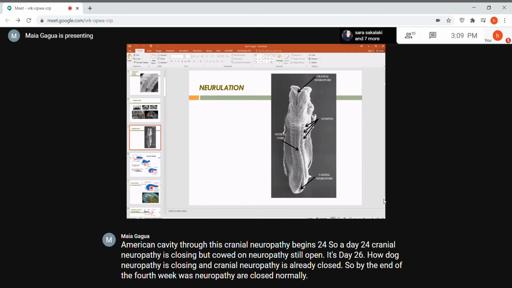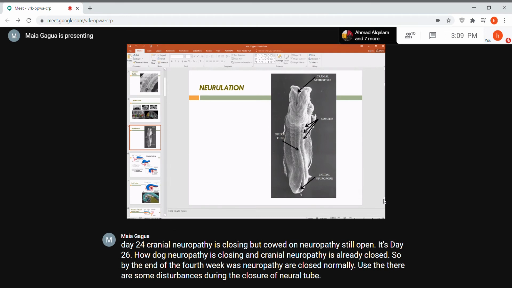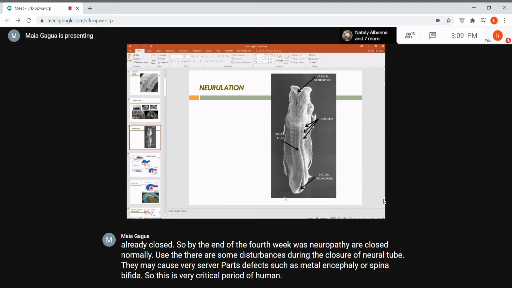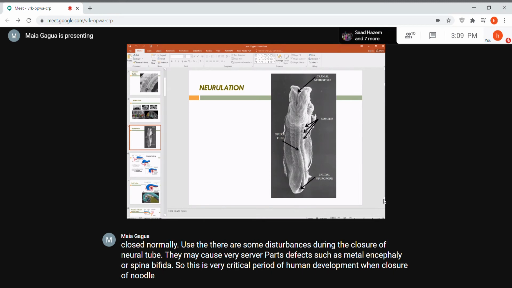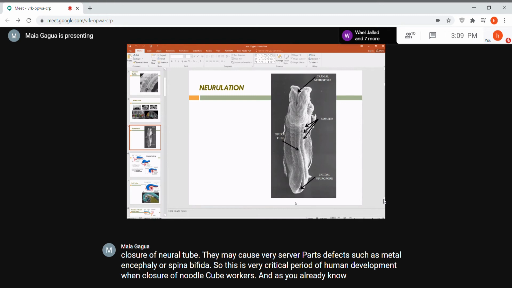If there are some disturbances during closure of neural tube, they may cause very severe birth defects such as microencephaly or spina bifida. So this is very critical period of human development when closure of neural tube occurs. And as you already know, neural tube gives rise to central nervous system, brain, and spinal cord.